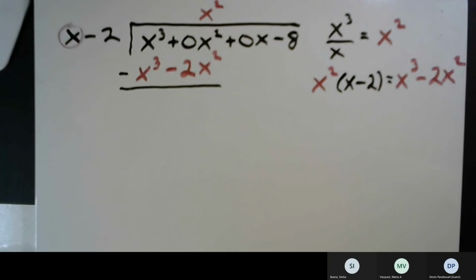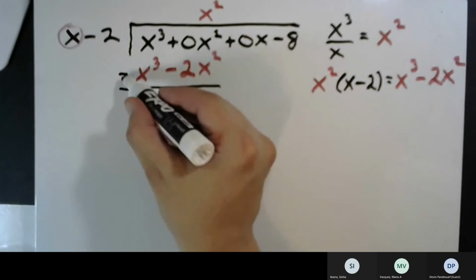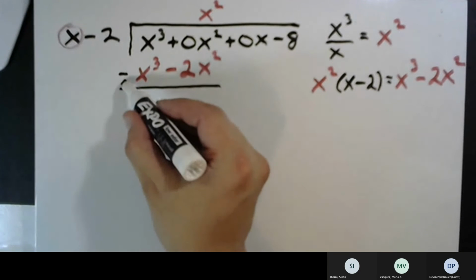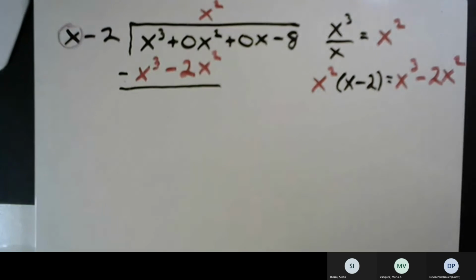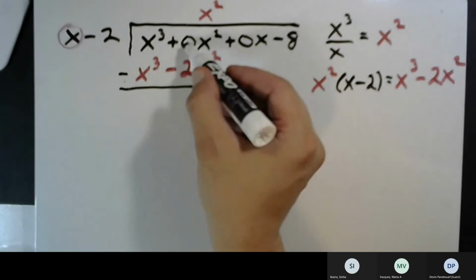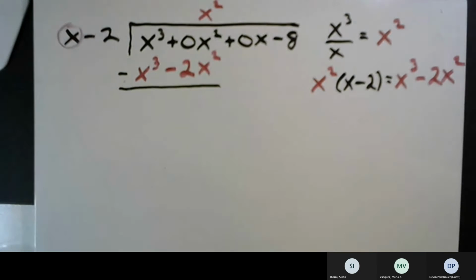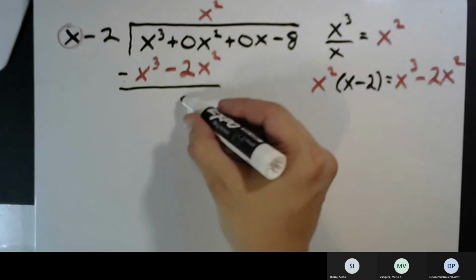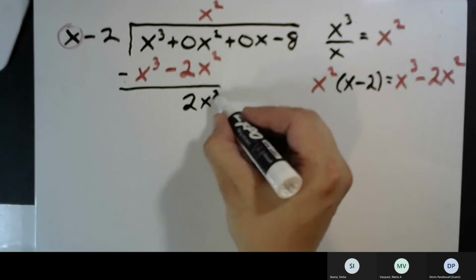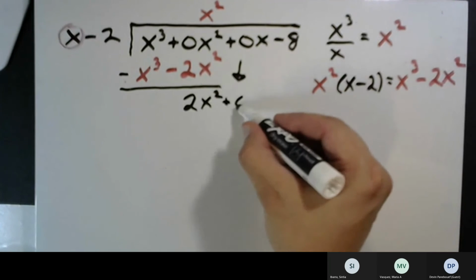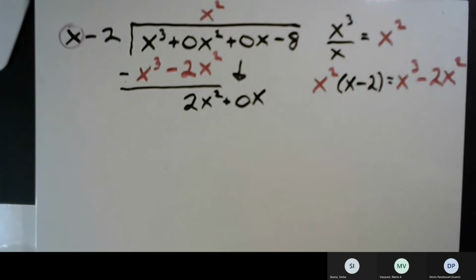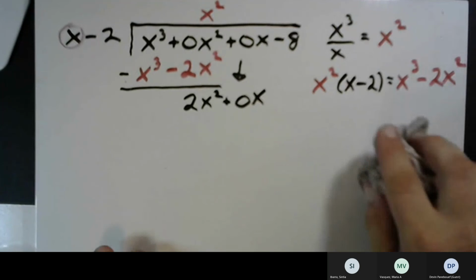Now we got to be careful here. X cubed minus x cubed is 0. This one, though, this is 0 minus a negative. Don't want to forget the subtraction, this minus also. So 0 minus minus, that's a double negative. So it becomes 0 plus 2x squared, or 2x squared. Bring down the next term. And that finishes our first cycle of division.